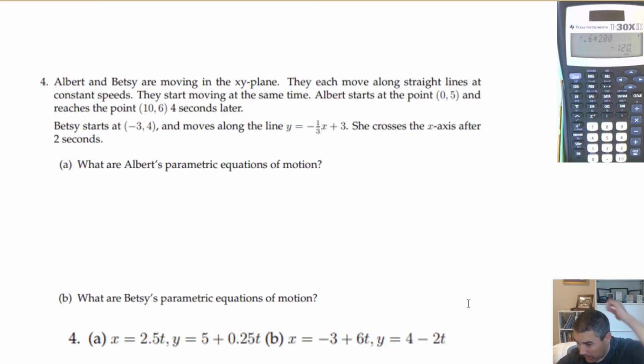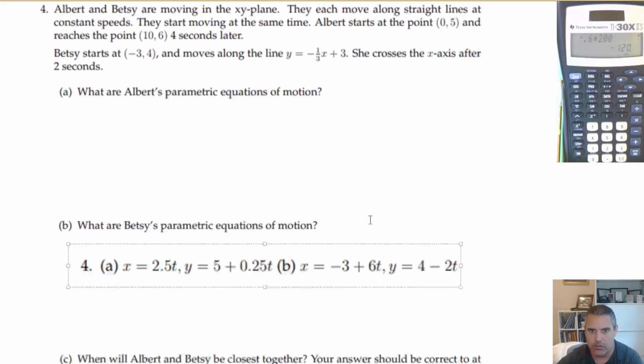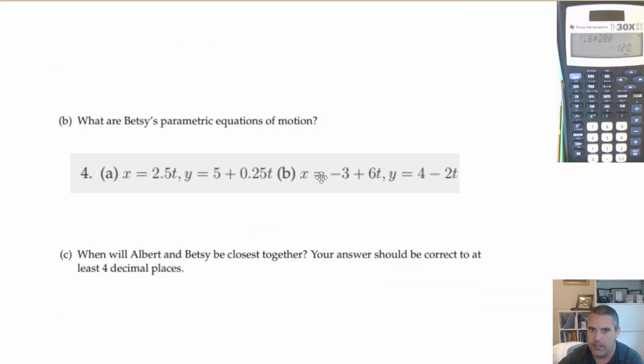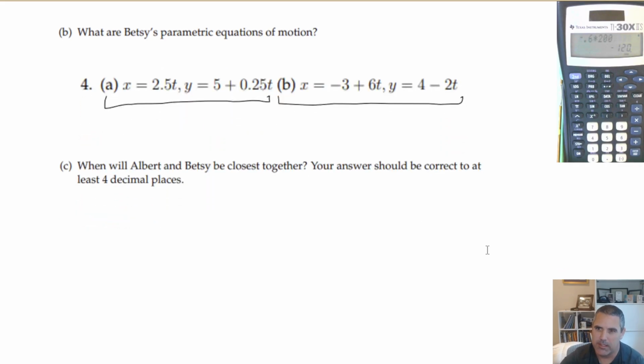One last one I thought. This is actually uniform linear motion. I'm going to skip the description and just say, assume we've already done this. These are their 2 coordinates. This was the answer to part A, Albert's coordinates, and this was Betsy's coordinates. And the question says, when will they be closest together? Now that's a minimum. What we want is a minimum distance.